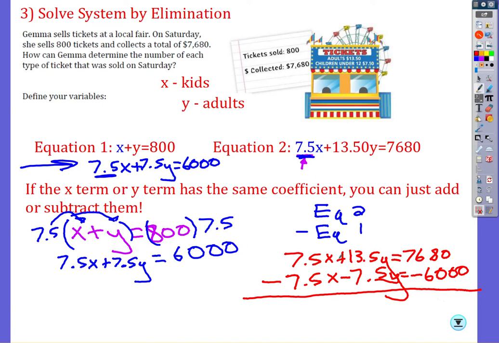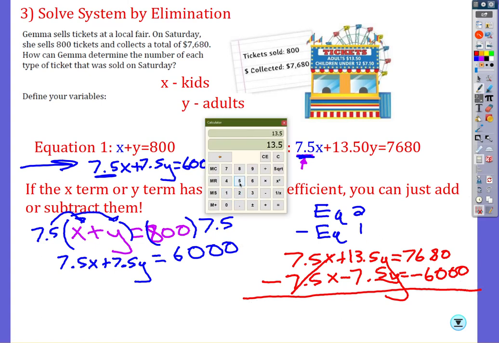First off, 7.5x minus 7.5x, those terms wipe each other out. They're gone. And now I just have to do 13.5 minus 7.5. We get 6, so that's left with 6y. And then over here, we get 7,680 minus 6,000. We can just do that in our head. It's 1,680. And now all we have to do is divide off by a variable.